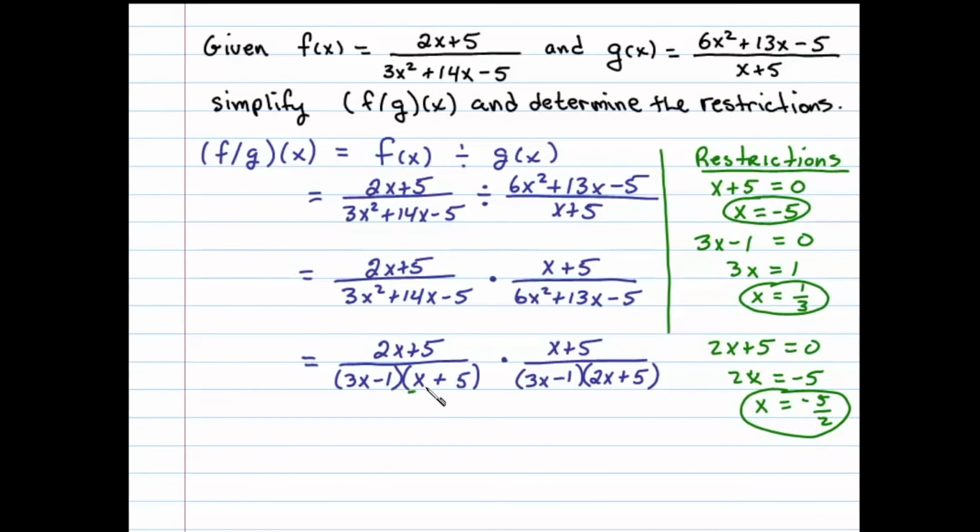So dividing out the factor x plus 5, and then dividing out the factor 2x plus 5, remembering that there's always a factor of 1, we're left with 1 over 3x minus 1 squared. And of course, that's where x is not equal to negative 5, negative 5/2, or 1/3.